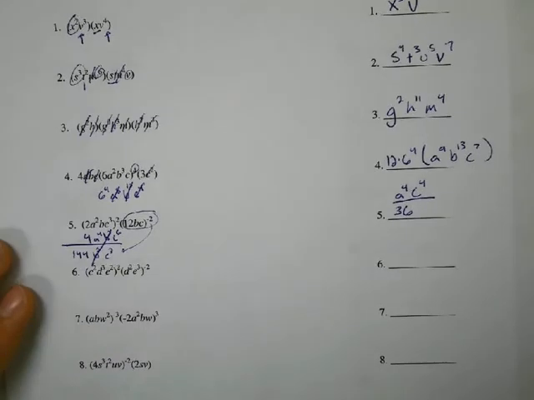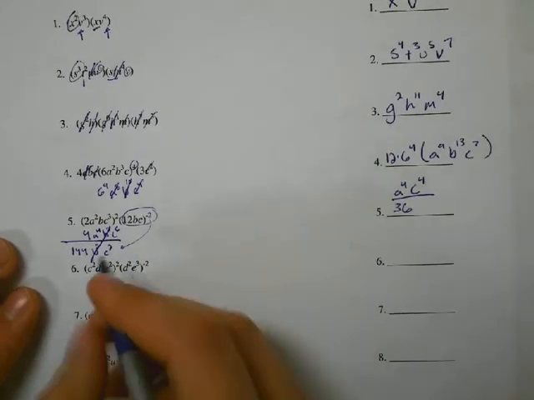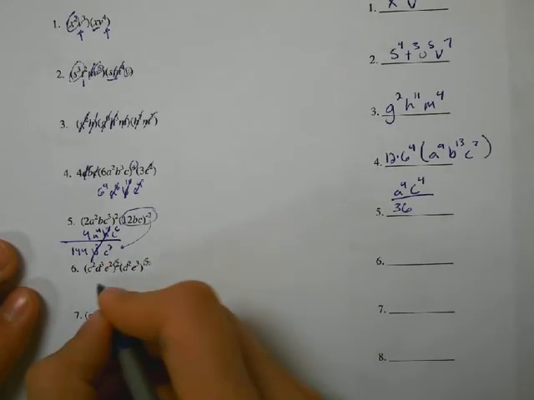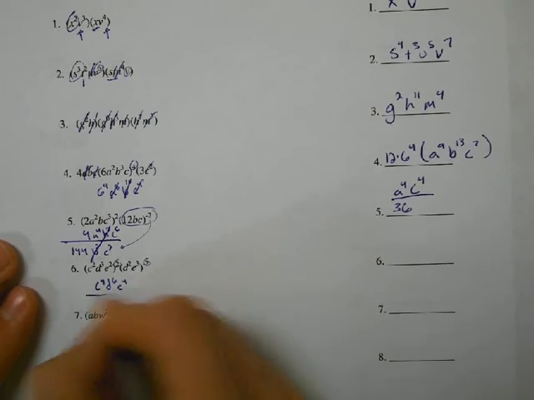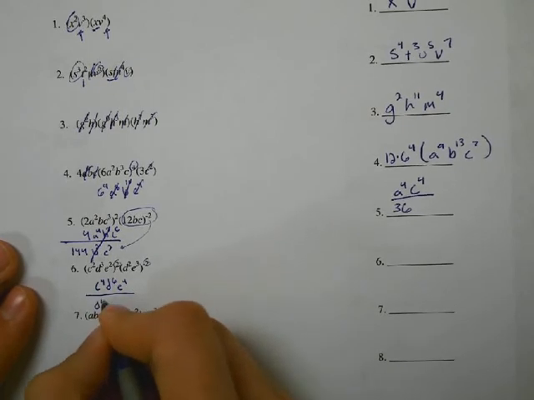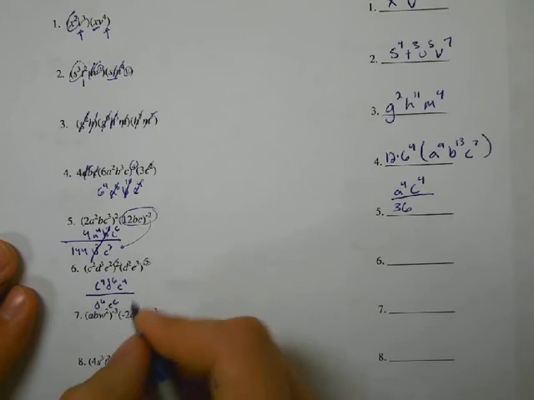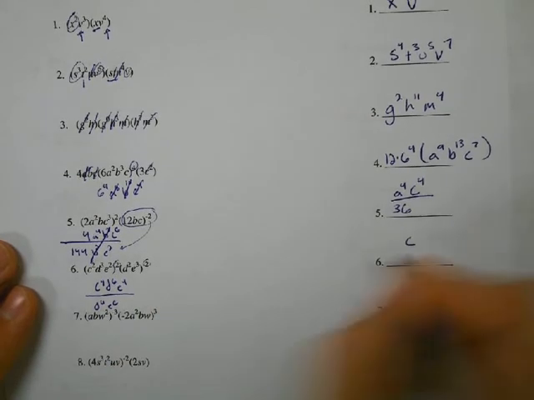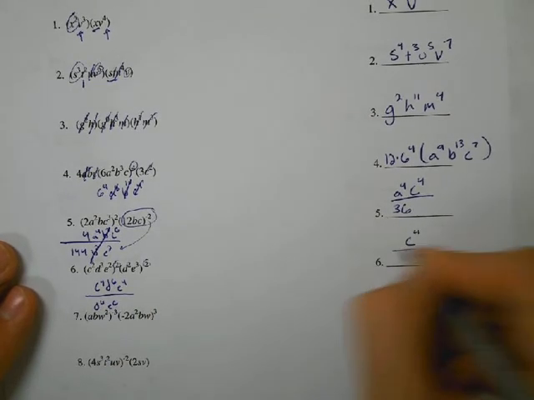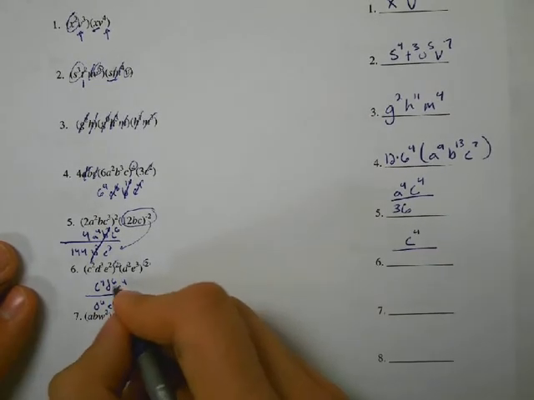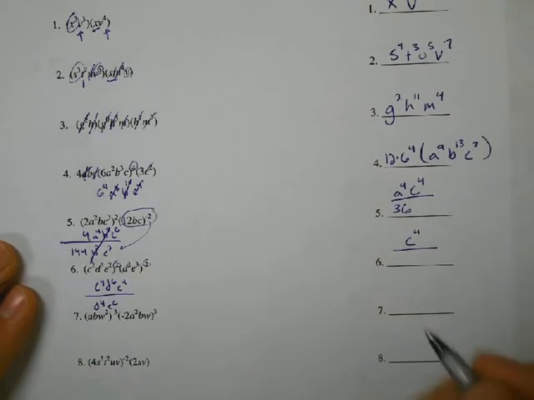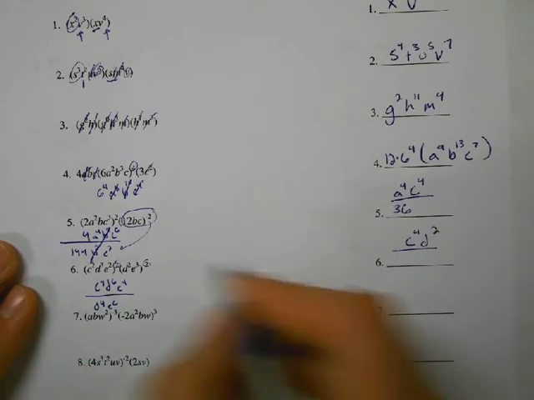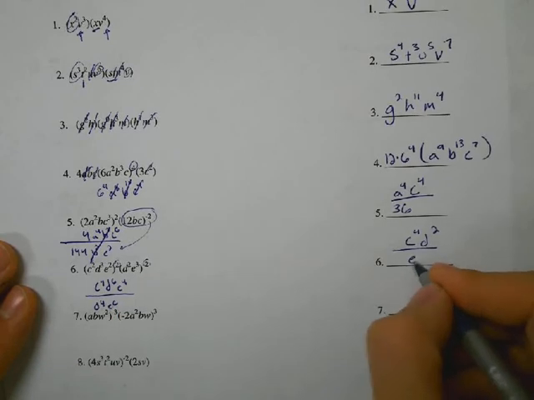Going on to the next one. Again, take care of these exponents on the outside first. I'm going to get c4, d6, e4. On the bottom, I'm going to get d4, e6. C's are first. They're only on the top. On the bottom, I've got d6 and d4. So I'm going to have d2, it's going to be on the top. I've got e4 over e6, so I'm going to have e2, it's going to be on the bottom.